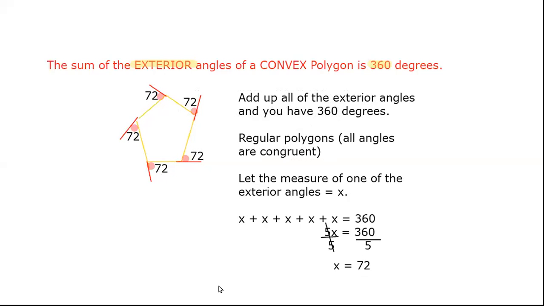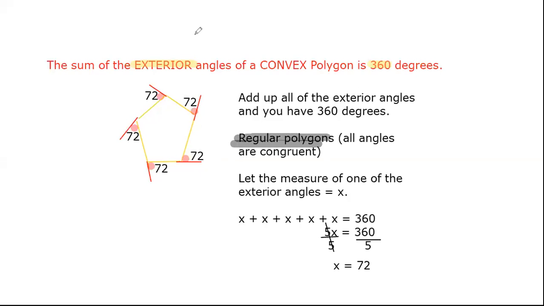Okay? That works with any convex polygon, and the fact that I knew they were all equal is because we were given the information that it was a regular polygon. If you're not told it's regular, you cannot do what we just did because you don't know they're all equal. A regular polygon, all these angles are equal, and it doesn't matter how many sides you've got, the exterior always adds up to 360 degrees.